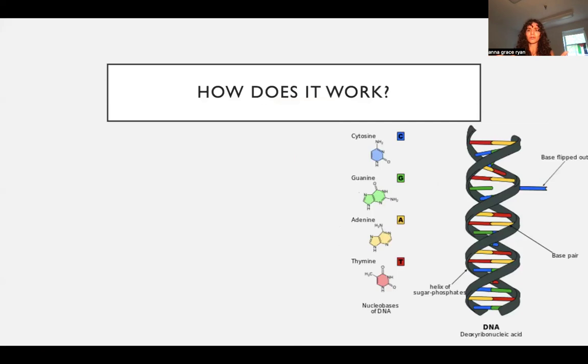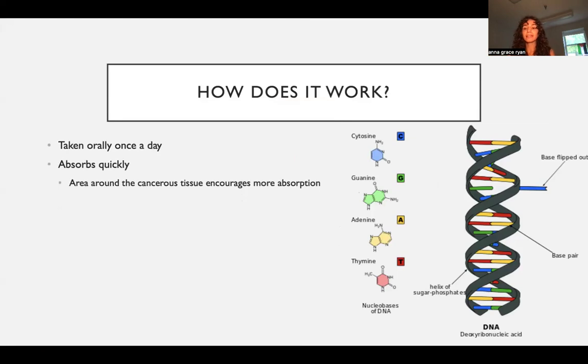So how does chlorambucil work? It's taken orally once a day, and it absorbs very quickly. The area around cancerous tissues is similar to some of the conditions that chlorambucil has, and opposites attract. So it does encourage the absorption of the chlorambucil into cells. And it binds to two bases of DNA. And how it does this is it actually starts as a molecule that wants to attack something, but it attacks itself in a manner that makes it enticing for something else to attack it, the DNA bases.